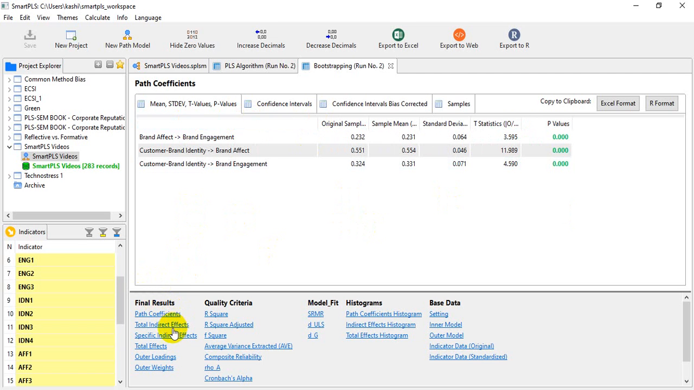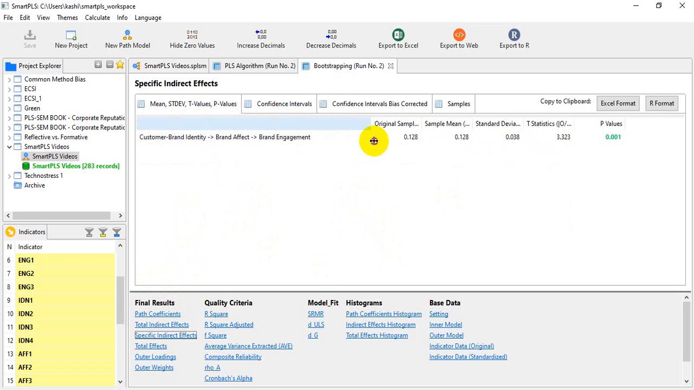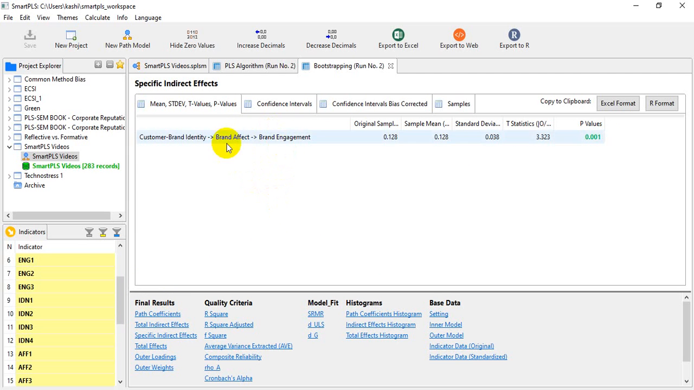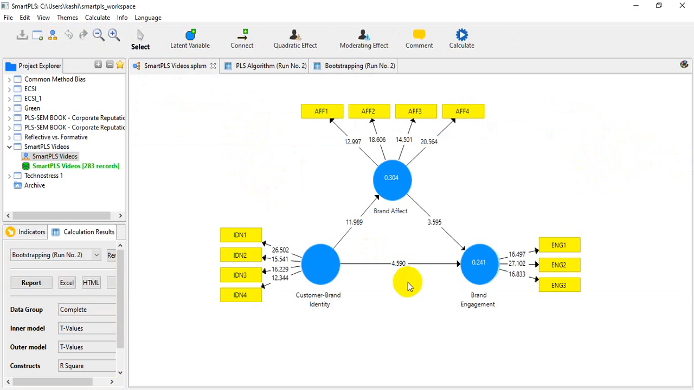In order to establish mediation, we just need to go straight here, specific indirect effects, and there you go. As we see here, the relationship between customer brand identity and brand engagement through brand effect appears to be significant, since it's much below 0.05. So there you go. That means we can establish that brand effect has a significant mediation effect between customer brand identity and brand engagement. Okay, that's about it. Thank you.